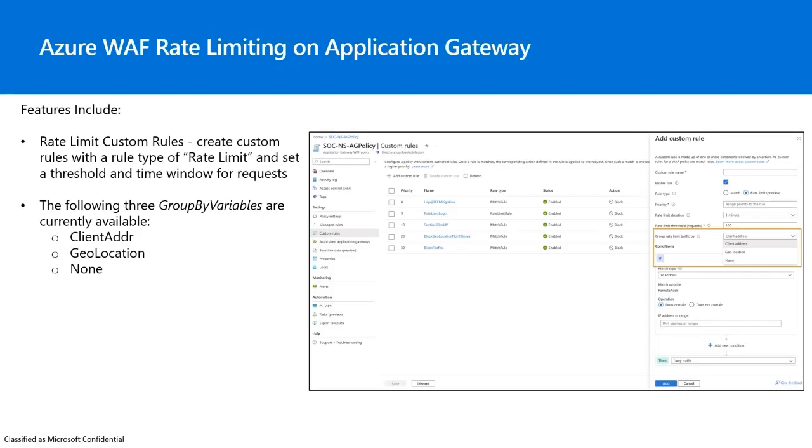Also, the rate limit custom rules come with an enhanced sliding window algorithm to determine when traffic has breached the threshold and needs to be dropped.